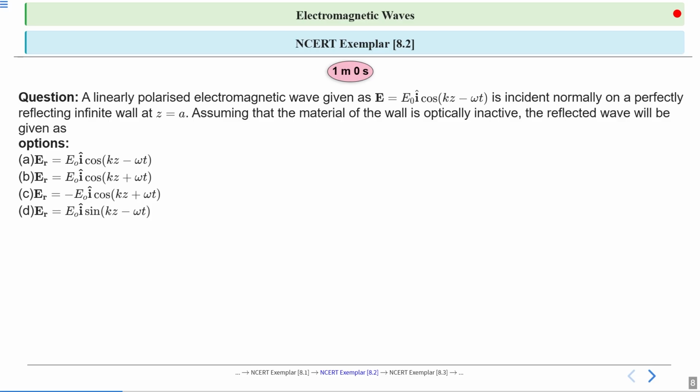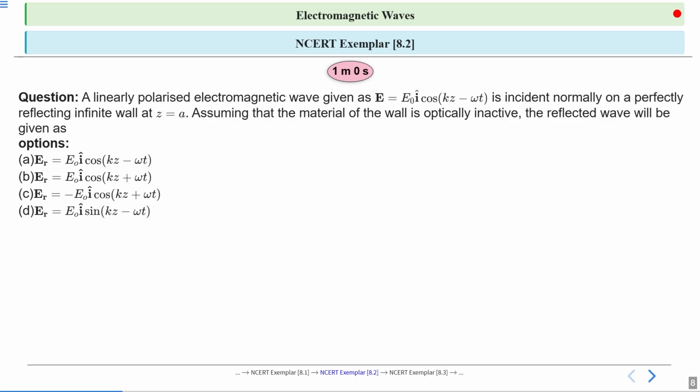The electric field is E equal to E naught i cap cos(kz minus omega t). This is the equation of the electric field. What is the direction of the electric field? i cap means along the x-axis. And kz, with z here, and the minus sign in the argument of cos, means the propagation is along the positive z-axis.